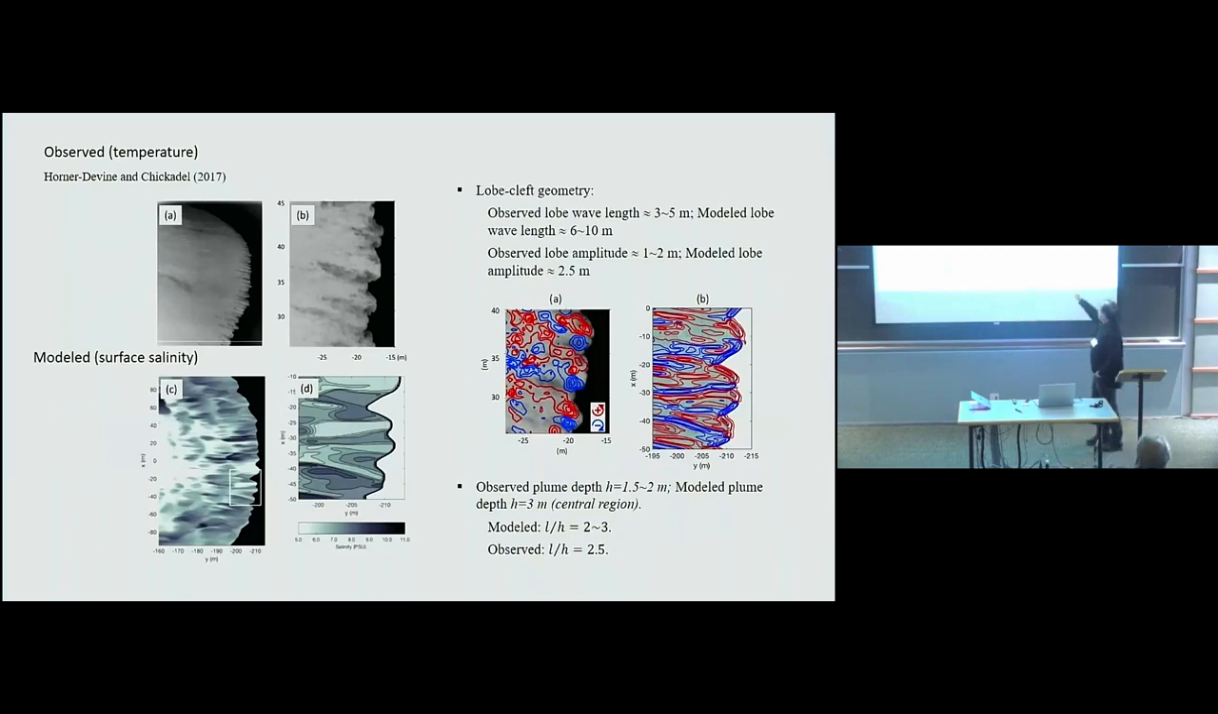However, if you look at another important piece of information, this is the measured vertical vorticity calculated based on the surface velocity field. What Horner-Devine and Chickadel reported, interestingly, was that in each lobe you have the existence of counter-rotating vortices. This important feature is also captured by our numerical model. We also have a pair of counter-rotating vortices.